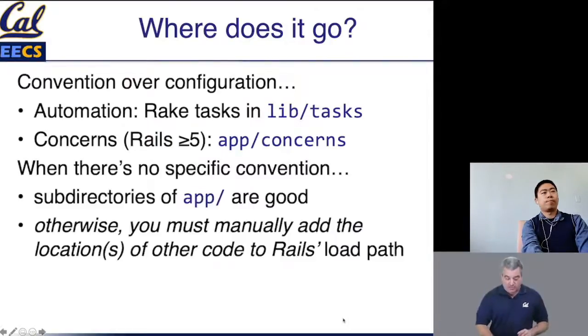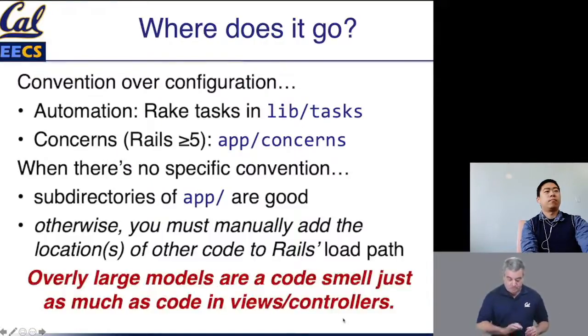What about for the other stuff? There's no specific convention for some of the other stuff, but we highly recommend that you put it somewhere in a subdirectory underneath app. The main reason for that is when you start your Rails app, everything under the app subdirectory gets automatically loaded, meaning that if you put stuff someplace else other than app, you have to go out of your way to load it, and usually you do that by modifying Rails load path. Not a big deal, but it's one more thing to worry about if you don't have to.